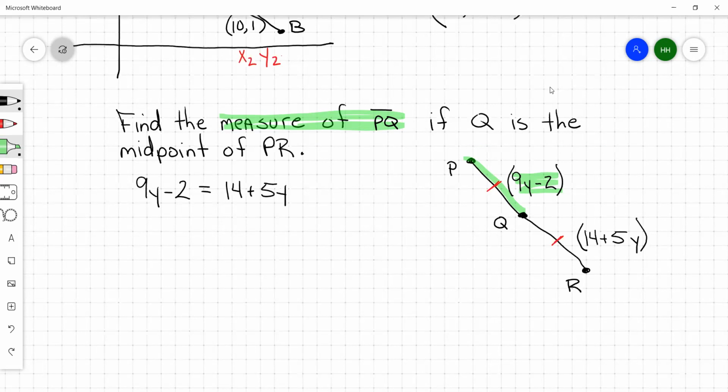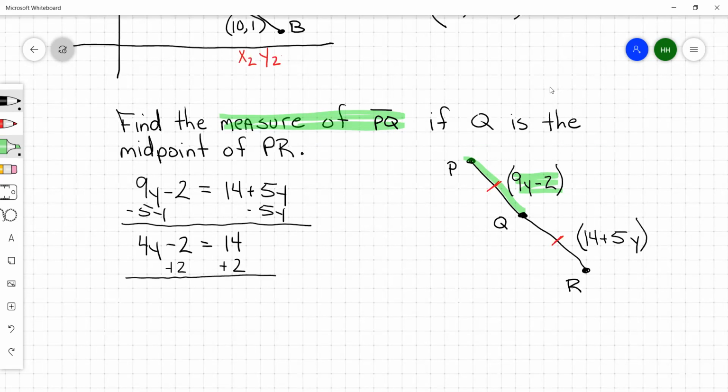So solve for y now. All right, subtract your 5y from each side. So 4y minus 2 equals 14. Add 2 to each side. So 4y equals 16. Divide by 4. And y equals 4.